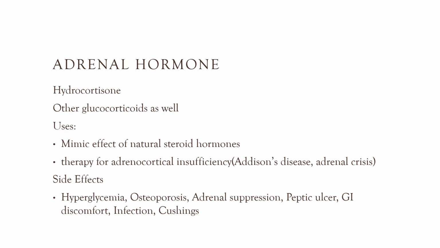But what can happen, especially if our dose is too high, or if we're using it for pain instead of adrenal hormone, we get high blood sugar, osteoporosis, adrenal suppression, peptic ulcers and bleeding, which leads to GI discomfort. We have a high risk of infection, so we want to monitor the CBC and glucose at all times. And we also have the risk of putting them into Cushing's, which is the opposite of Addison's disease. And that is it for endocrine.